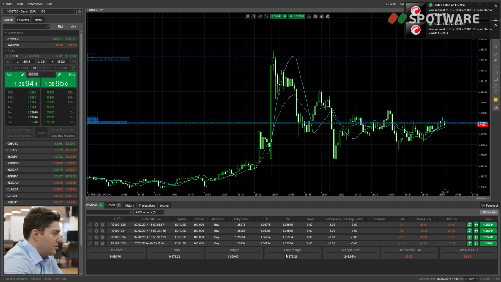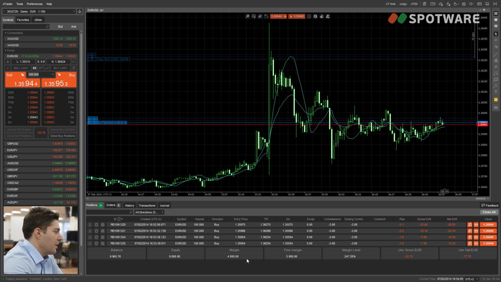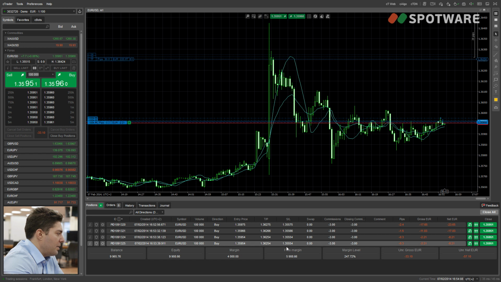Let's go to the next number, which is free margin. Free margin is equity minus my used margin. So it's actually how much free equity do I still have to use. Since we didn't explain what equity is: it's your account balance plus your unrealized profit or loss. In this case, I have free margin of 5,900 euros.